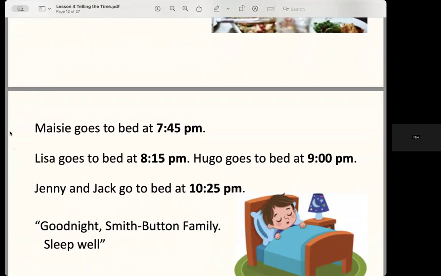Yes, please. Misa goes to bed at 7:45 p.m. Lisa goes to bed at 8:50 p.m. Hugo goes to bed at 9 p.m. Jenny and Jake go to bed at 10:20 p.m. Good night, Smith Barton family, sleep well.